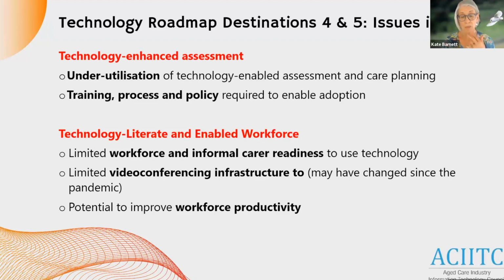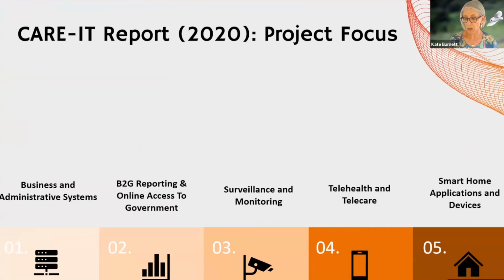The fifth destination was about building a technology-enabled workforce that addresses a whole range of digital literacy issues, as well as readiness to engage with technology. At the time, we talked about the need for more video conferencing infrastructure. I'm assuming, Anne and I, that this has probably changed since the pandemic, and there is an overall unmet potential for technology to improve workforce productivity. Jennene, in her presentation, when she talked about artificial intelligence, referred to the possibility of improving engagement with technology and using automated systems.